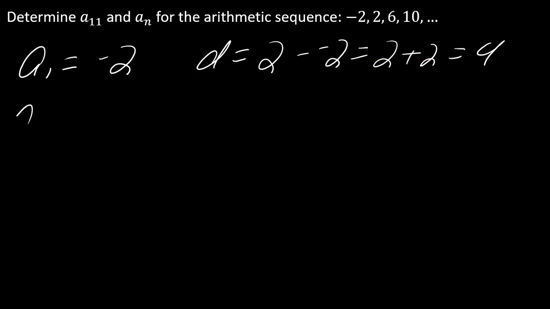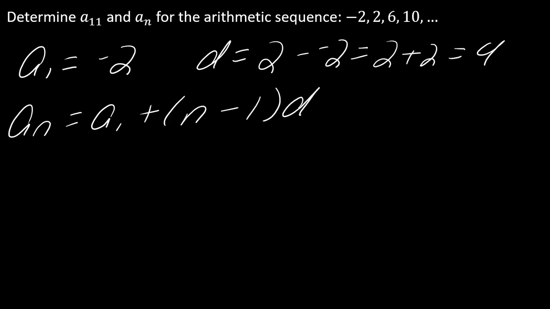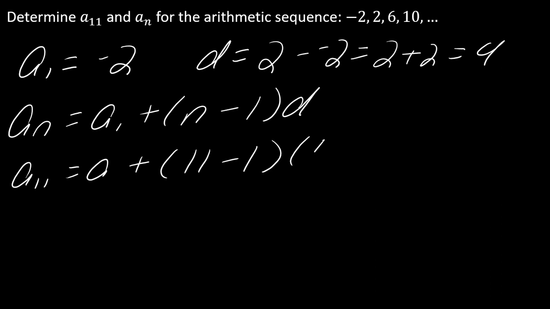Now I can use this formula that we just saw. If I want to find the 11th term, let's think about this. I am going to take 11 minus 1 and multiply that by the common difference of 4. So here's the calculation that I need to work out. Oops, I meant to write negative 2 here, sorry. So here's the common difference.